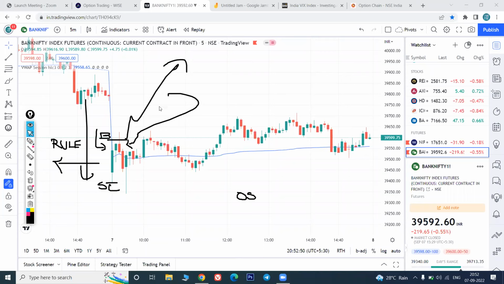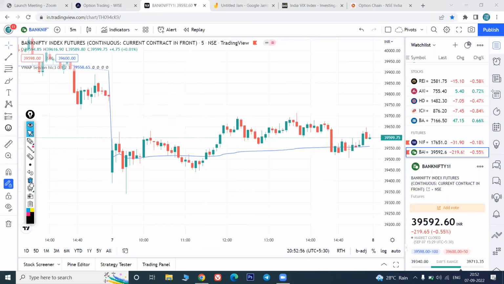Screen is not visible. Sir, I believe the screen is visible to everyone because it is very clear. If anyone is facing a voice or screen issue, just simply rejoin the session.